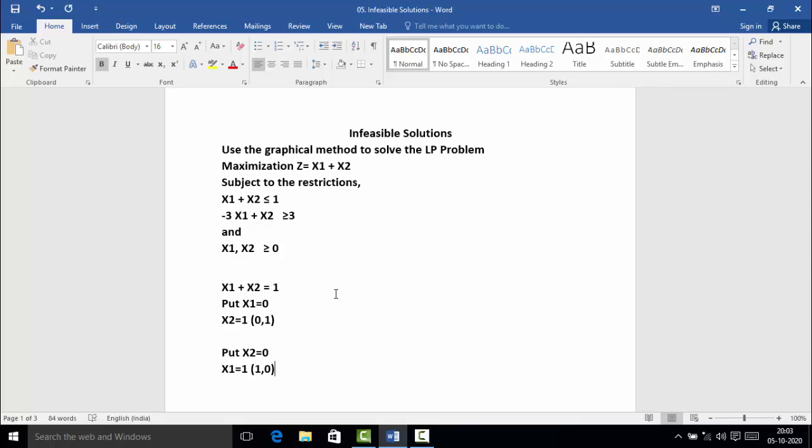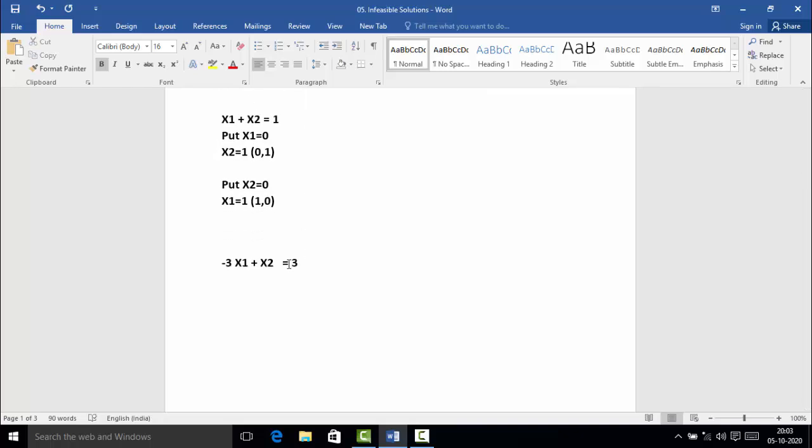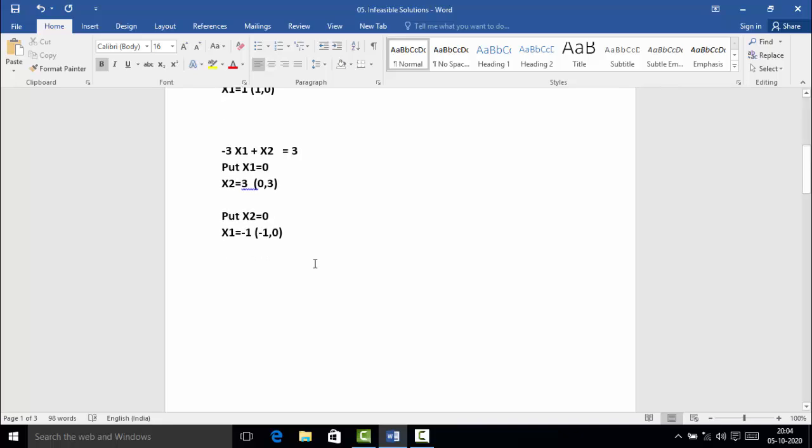The second constraint is minus 3x1 plus x2 greater than or equal to 3. Convert this constraint into the equation. Then the equation is minus 3x1 plus x2 is equal to 3. Put x1 is equal to 0. Therefore x2 is equal to 3. Therefore our first point is 0 and 3. For the second point, put x2 is equal to 0. Therefore minus 3x1 is equal to 3. Therefore x1 is equal to minus 1, and our second point is minus 1 and 0. Again from this equation we got the 2 points. One is for the x-axis and one is for the y-axis.